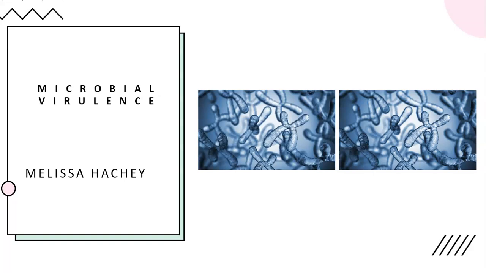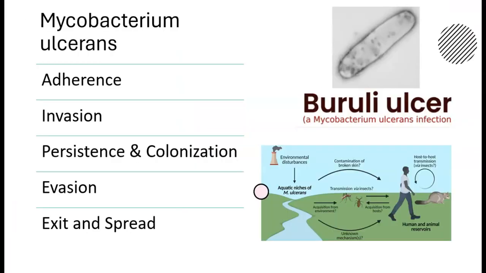For this assignment, I'll be discussing two lesser-known pathogens, Mycobacterium ulcerans, which causes Buruli ulcers, and Coxiella burnetii, which causes Q fever. Mycobacterium ulcerans produces a toxin known as mycolactone. While not traditionally considered an adherence factor, mycolactone plays an important role in immunomodulation, which might indirectly facilitate adherence and colonization by suppressing the host's immune response.